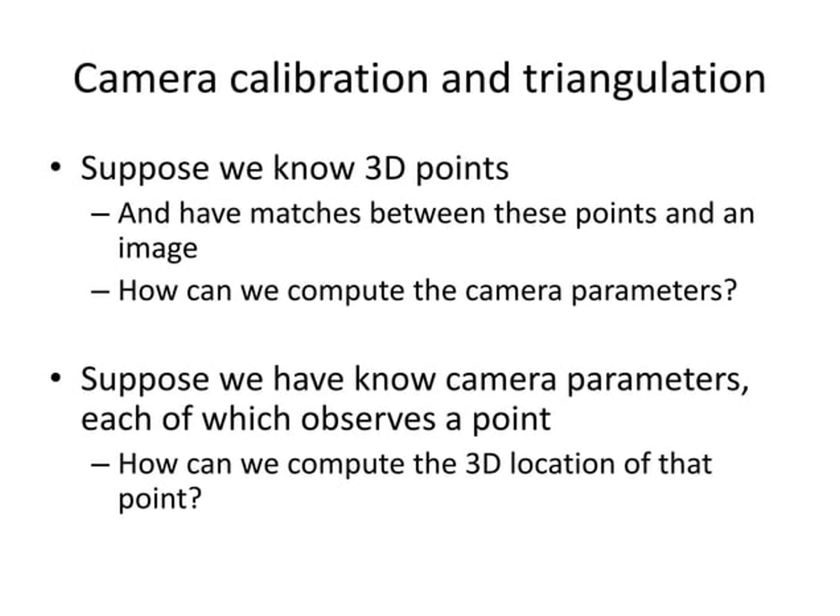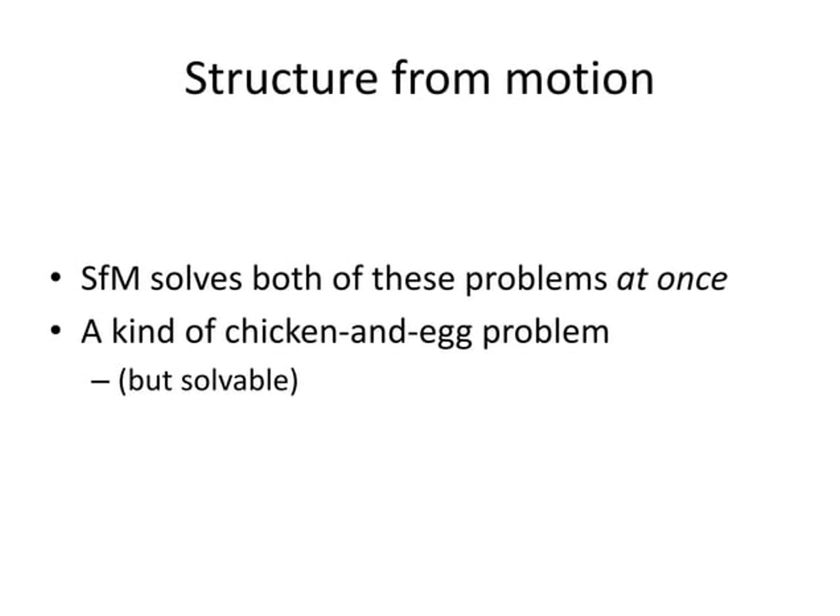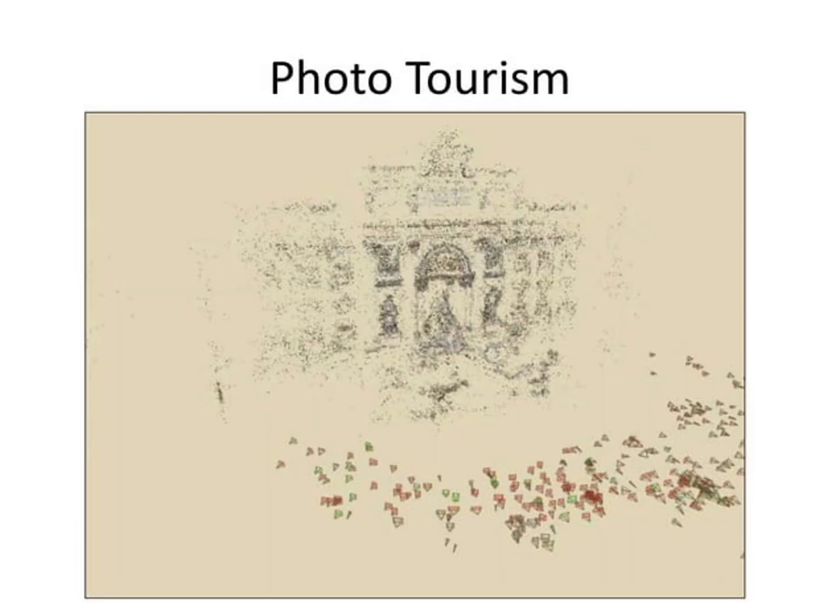In camera calibration and triangulation, suppose we know 3D points and we have matches between these points and an image. How can we compute the camera parameters? Suppose we know the camera parameters, each of which observes a point. Then how can we compute the three-dimensional location of that point? Structure from motion solves both of these problems at once. A kind of chicken and egg problem, but it's a solvable one.